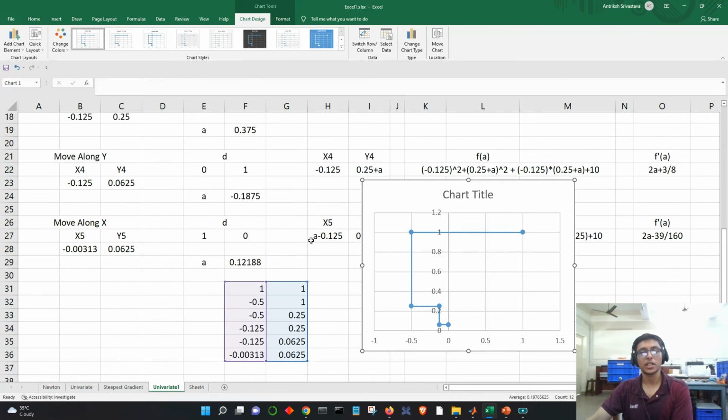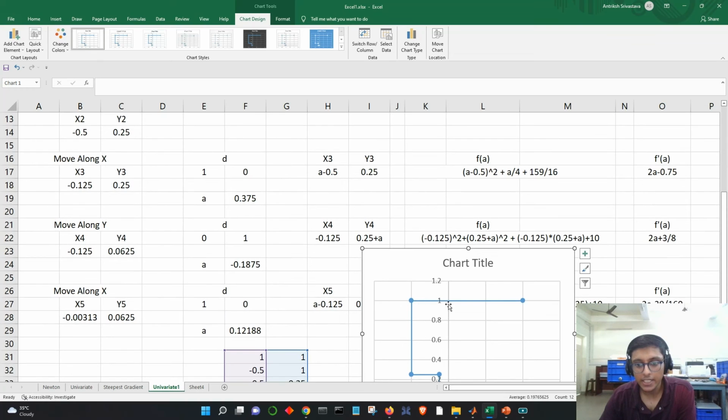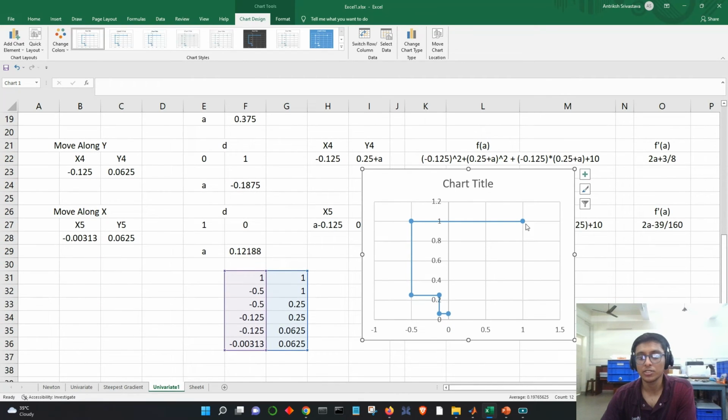And one interesting thing about this: you see this particular line, right? Can you tell me the length of this line? Do you know any number that we have calculated that represents the length of these lines? It is 1.5. Yes. Do you know any number that we calculated in the first iteration that was 1.5?